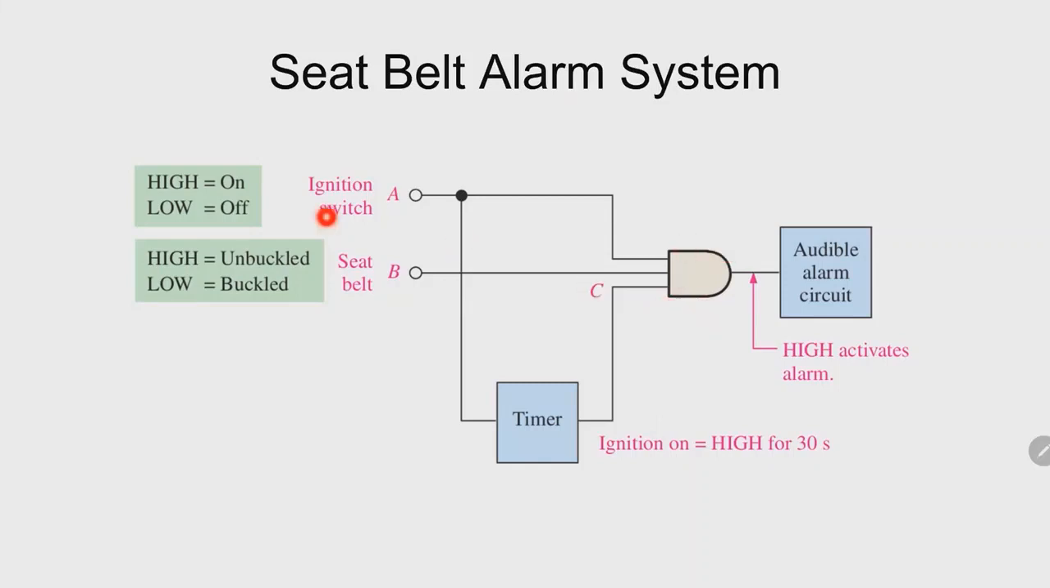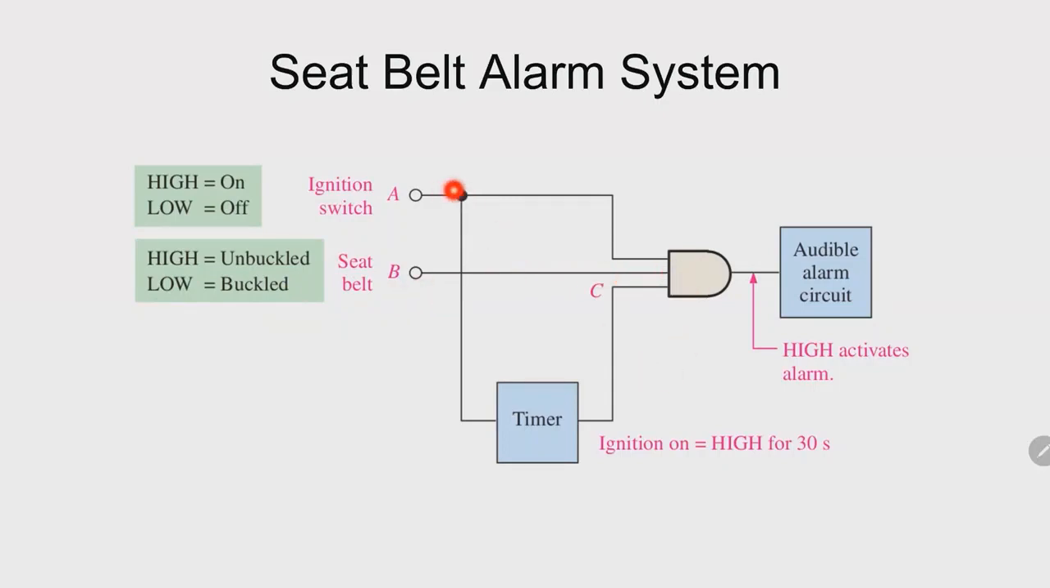When you start your car, the ignition switch is on, it will be high. When the car is off, it will be low, it will be 0. If you haven't buckled your seatbelt, it will be high. And when you buckle the seatbelt, it gives you a logic low. Those signals feed into an AND gate.